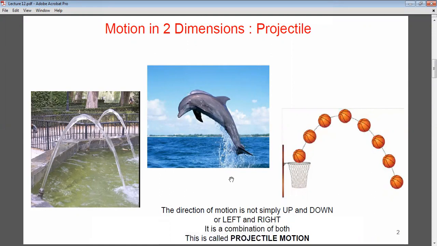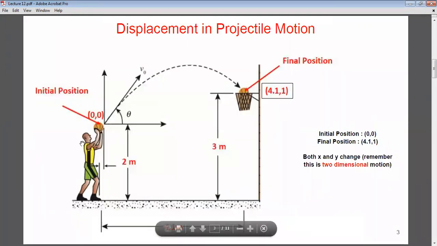If we look in particular at the ball, for example, the player here, he throws the ball from the initial position 0, 0, and it reaches the bucket, which is 1 meter above from the initial position. Okay, so the y of the ball changes by 1 meter, and the x changes. If we look from the foot of the guy until the wall, we find that it changed by 4.1 meter.